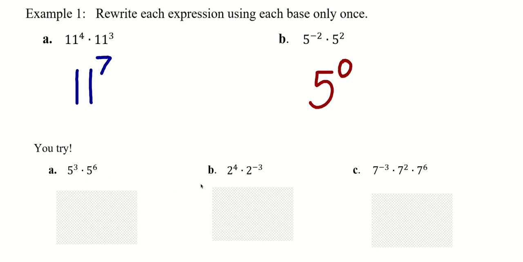All right, feel free to pause the video and try these on your own before unpausing. Last chance to pause the video, because here we go. So 5 to the third times 5 to the sixth. You're going to add those powers together. That's the shortcut. That's how exponents behave, because 5 times 5 times 5 times 5 times 5 times 5 times 5 times 5 times 5. Overall, it's 9 5s being multiplied together.